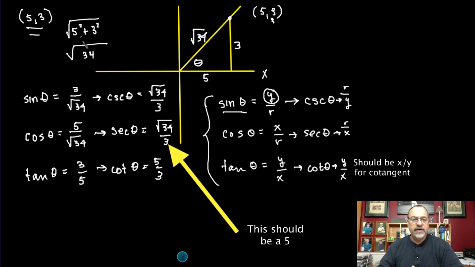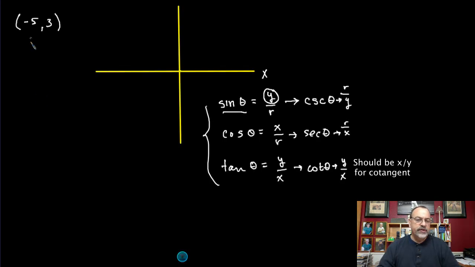The main thing to remember here is that the y value is related to the sine, and the x value is related to the cosine. This is going to be very important when we look at quadrantal angles. So let me do one more example so you can see how this ties together. For this example, let's just change the x-coordinate to a negative: (-5, 3).